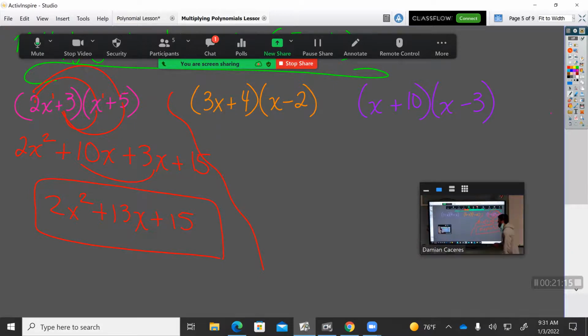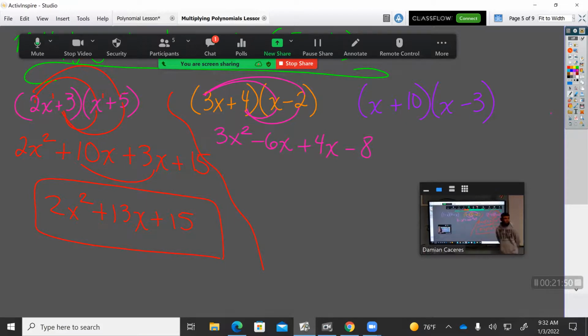Now let's do the orange example. 3x needs to be distributed to both terms on the other parentheses. So 3x times x, 3x to the second power. Very good, 3x squared. 3x times negative 2, negative 6x. Now we distribute the next one. Positive 4 times x, 4x, and 4 times negative 2. Negative 8. Thank you, Andres.